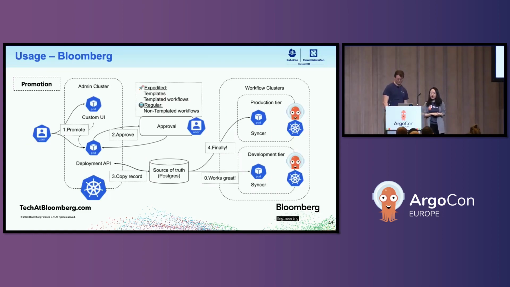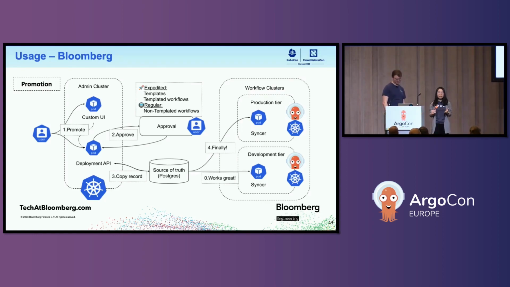Next, we'll take a look at the promotion steps. We need to ensure our production tier only accepts those that have been validated and approved. So we ask our users to deploy their resource onto the development tier first, and then once everything checks out, they can click the promote button on the UI, and that essentially sends a deployment request to the deployment API. That will generate an approval process first.